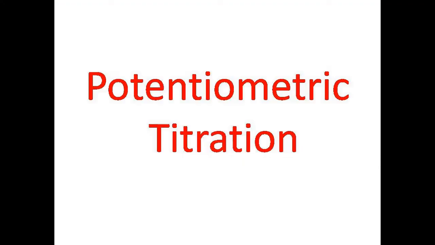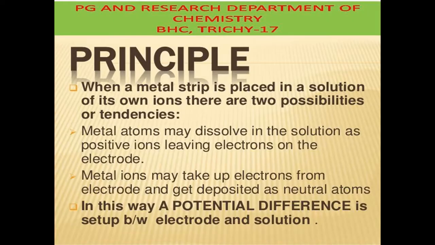In this video, we are going to discuss potentiometric titrations. The principle behind potentiometric titration is that when a metal strip is placed in a solution of its own ion, there are two possibilities or tendencies. The metal atom may dissolve in the solution as positive ions, leaving the electron on the electrode. The other is that the metal ion may take up electrons from the electrode and get deposited as a neutral atom. In this way, a potential difference is set up between the electrode and the solution.